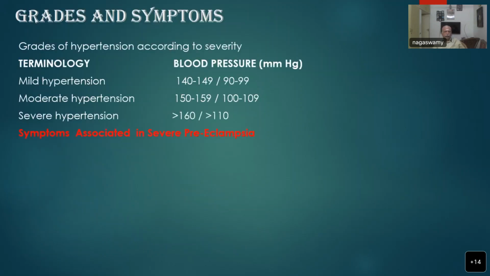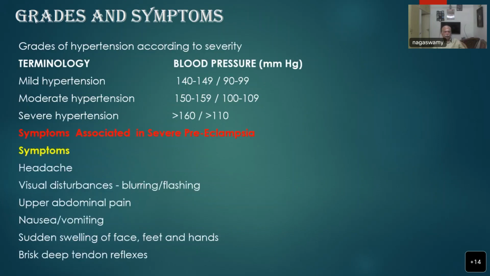And grading and symptoms is another important thing. That is based on the blood pressure reading. It can be mild, moderate, and severe. So severe is considered when systolic is more than 160 and diastolic is more than 110. Just like your hypertension, essential or secondary hypertension is graded, the same thing is applied here also.